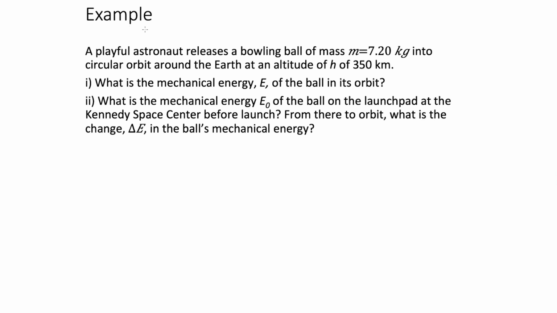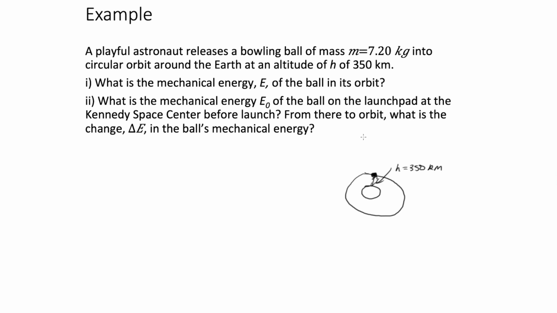Okay, so here's an example problem for us. A playful astronaut releases a bowling ball with a mass of 7.20 kilograms into a circular orbit around the Earth at an altitude of 350 kilometers. So let's draw a little diagram. Here's the Earth. Here's the satellite's orbit. This is definitely not to scale. This distance here is h, equal to 350 kilometers.